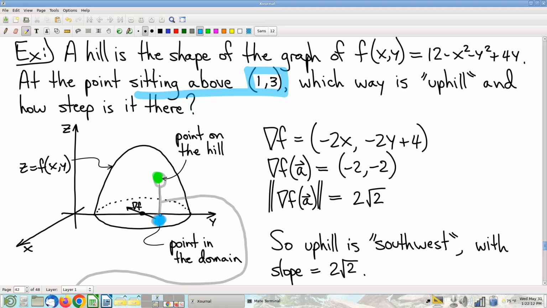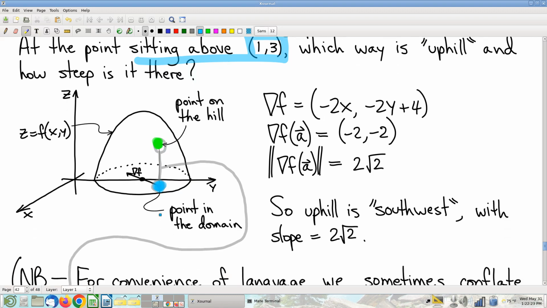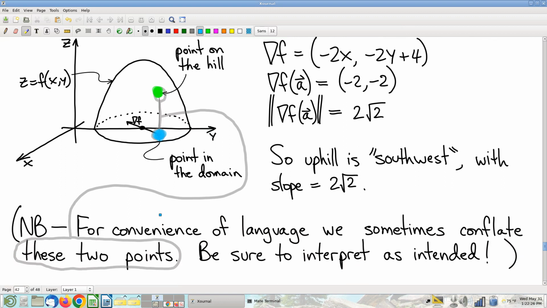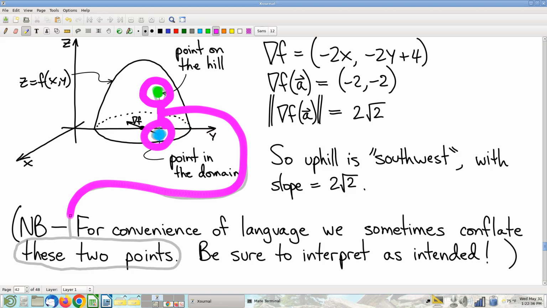Now real quick, I want to point out it's easy to conflate these two, and in fact it's pretty convenient to conflate these two. But when we do conflate these two points, don't forget that they are, of course, different. The point in the domain describing where you are and the point on the graph are not actually the same points, right? But if you think about it, let's suppose you had a map, right?